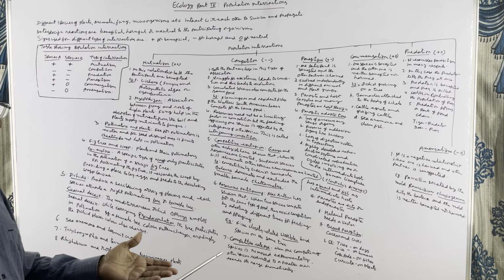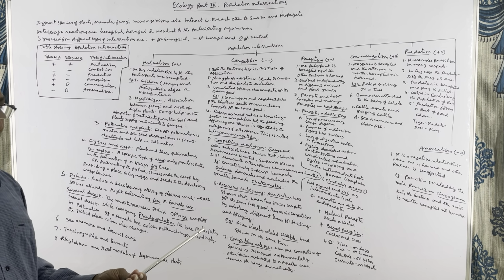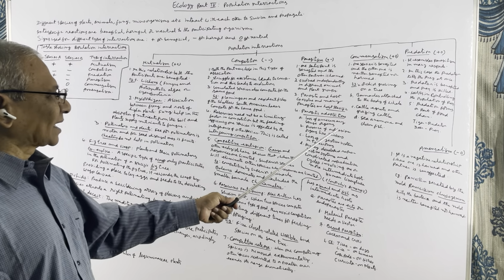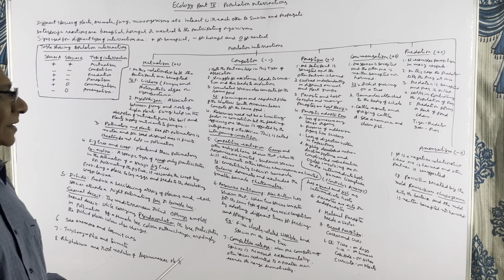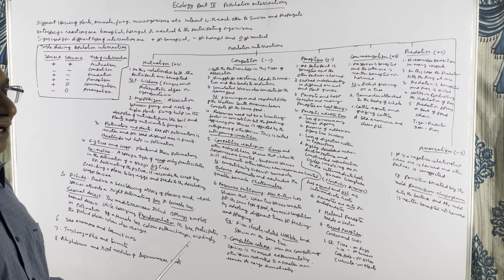I have given the names of endoparasites already: tapeworm, liver fluke, etc., and the malarial parasite. Then commensalism. In the case of commensalism, one species is benefited and the other one is neither benefited nor harmed.